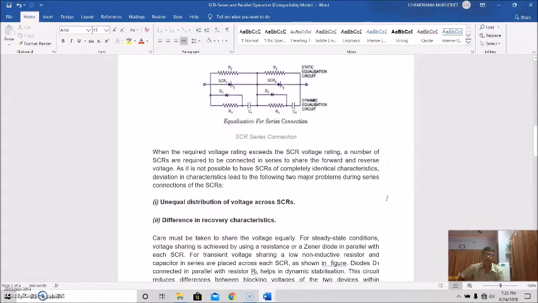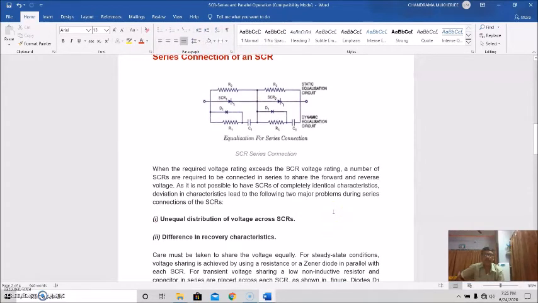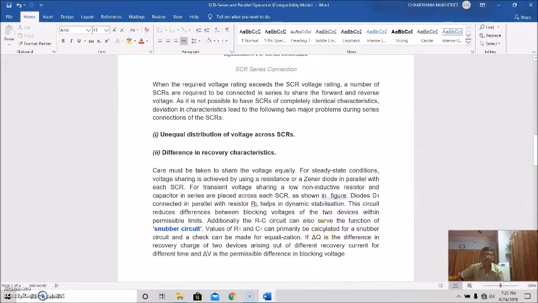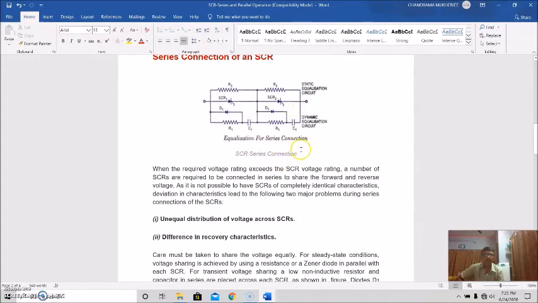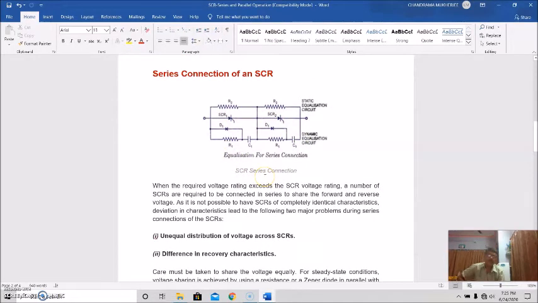What problems will we face due to SCRs having the same rating but non-identical characteristics? Unequal distribution of voltage and differences in recovery characteristics. For that, this is the protection used to make the dynamic equalization of the circuit, and this is the static equalization circuit. And this entirely gives you how a series connection of SCRs is done.